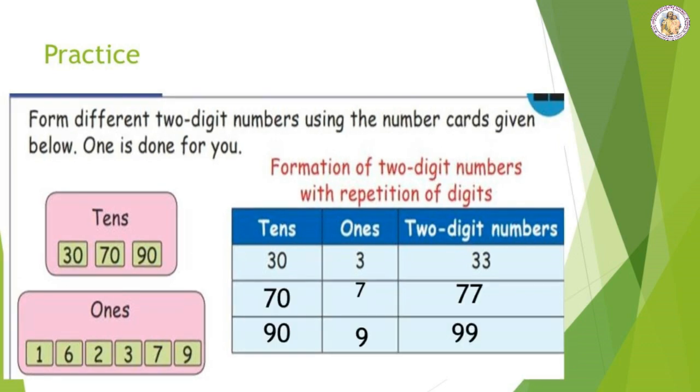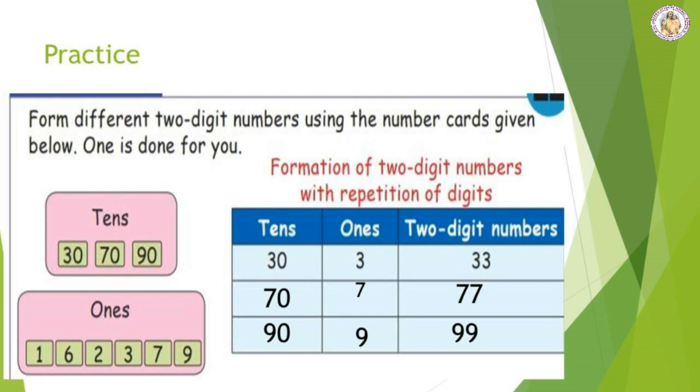Yes, in the tens place we have to write 30 and in the ones they have selected a 3 from the ones place. So 30 plus 3, what two-digit number will we get? We will get the two-digit number 33. The second sum, see here, we can select one card from the tens place. So how many cards are there? There are 3 cards. Among them 30 we have already used. Now we are choosing 70.